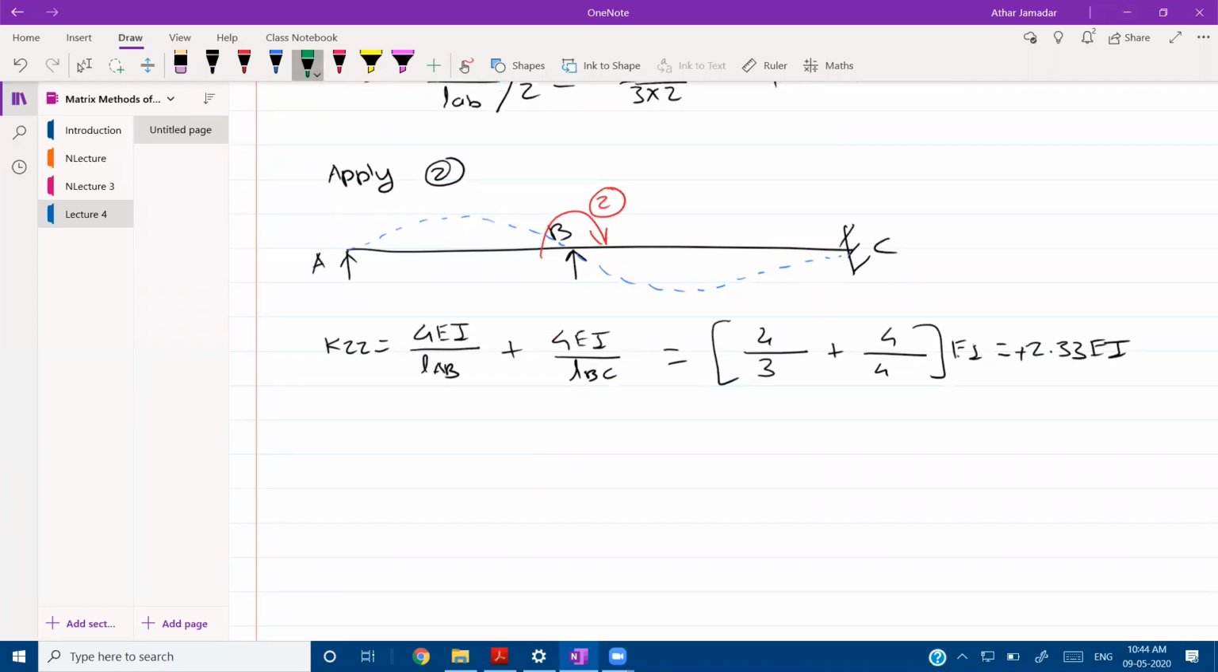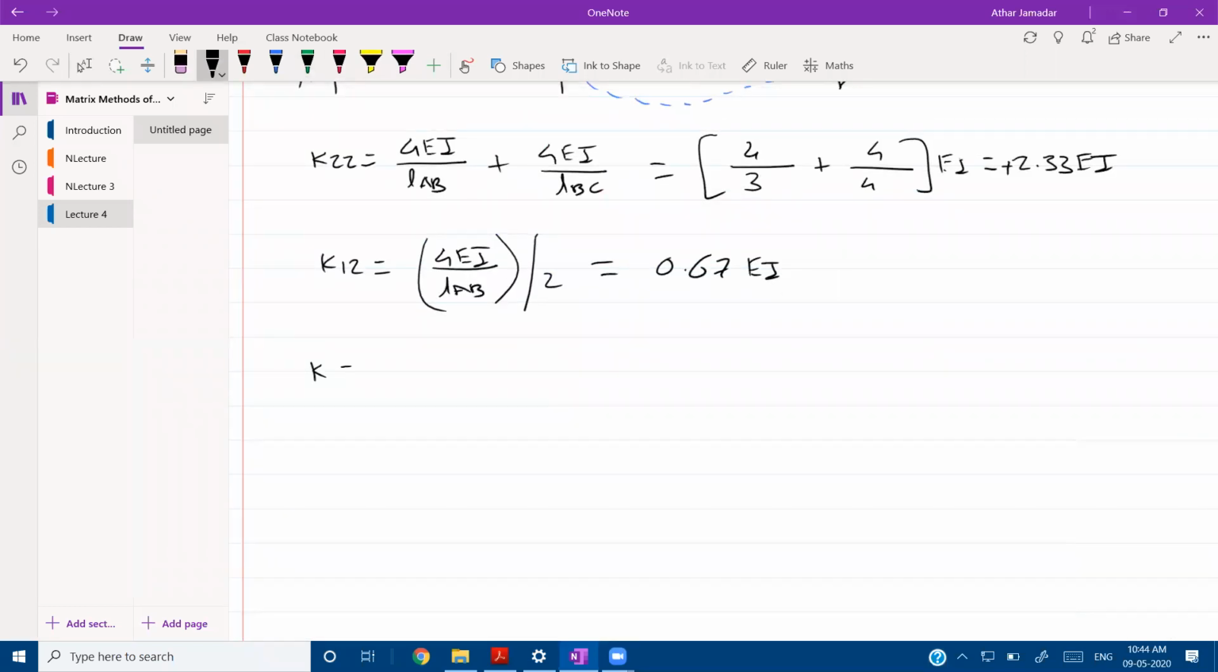Now next here, if at point B the moment is acting in a clockwise direction, then at point A also this moment should act in a clockwise direction. So this is our coordinate number 1. Now K12 will be 4 EI by only LAB, because coordinate number 1 is only associated with AB, divided by 2. So it is going to be again 0.67 times EI.